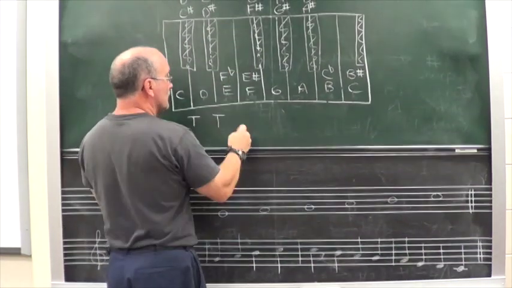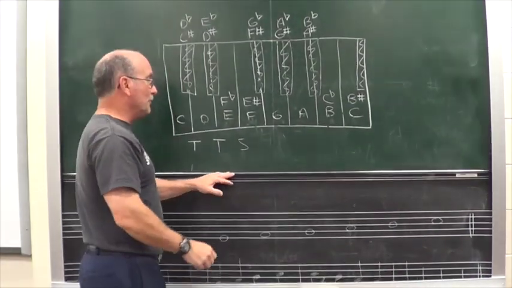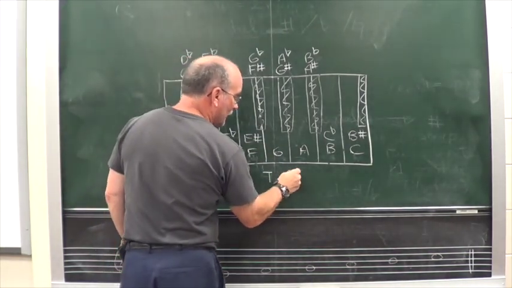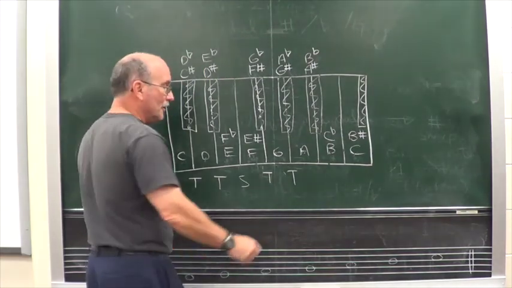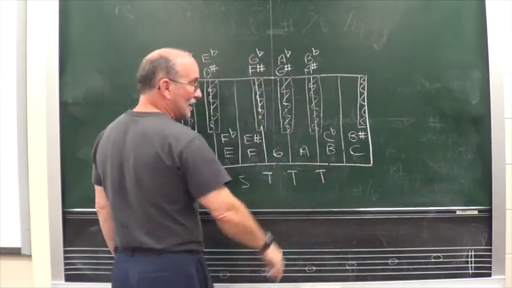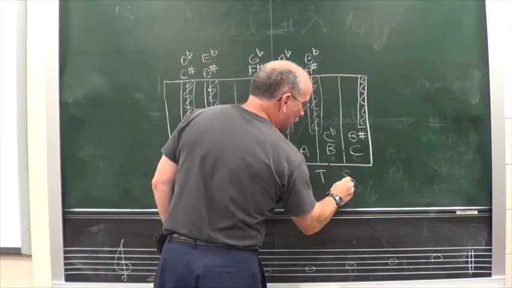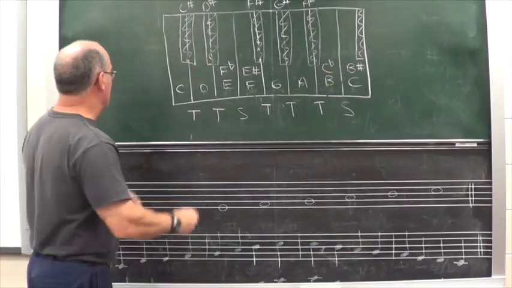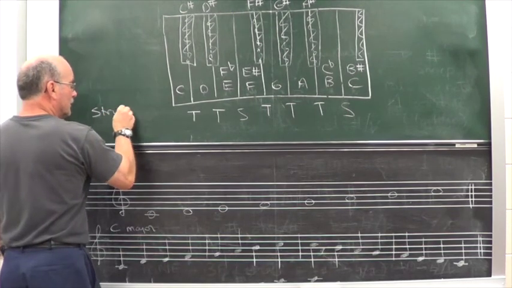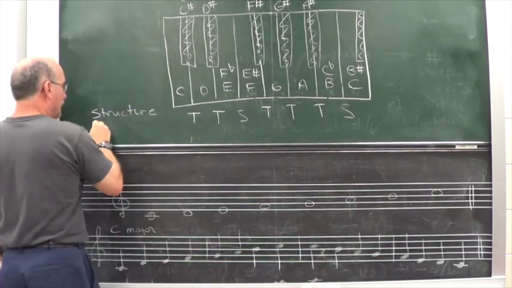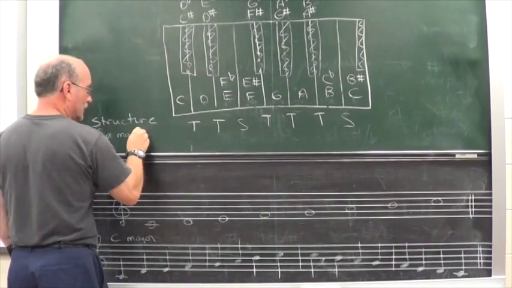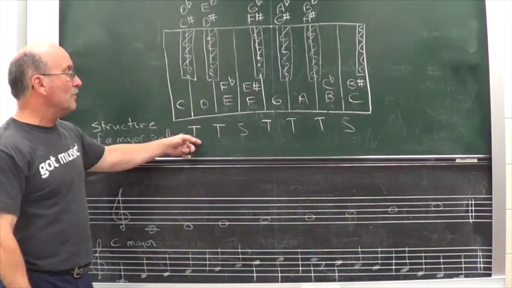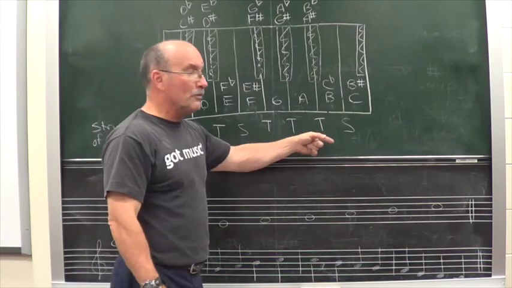Between E and F, there is no black key, so that is a semitone. Between F and G, that is a tone, because there's a black key in between. Therefore, between G and A is also a tone. Between A and B is a tone, because there's a black key between it. Between B and C is a semitone, because there is no black key. So therefore, we can now conclude that the structure of a major scale is tone, tone, semitone, tone, tone, tone, semitone.